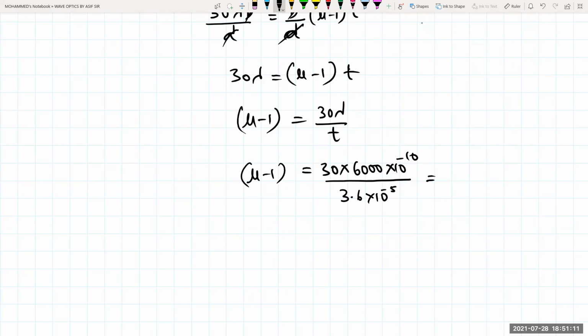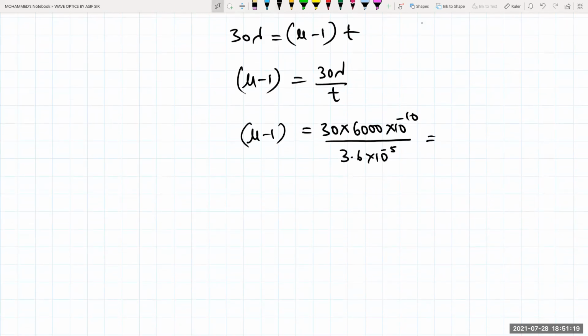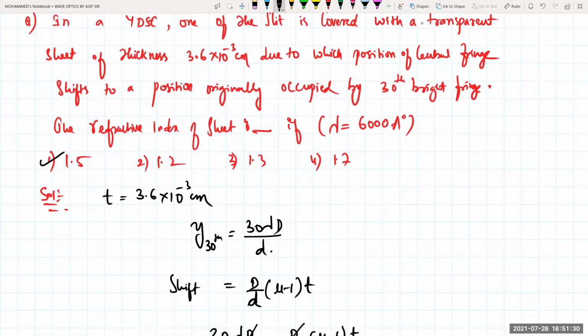It's coming as 50,000 into 10 power minus 5, that is 0.5. So 0.5 means mu will be equal to how much? 1.5. Mu minus 1 will be equal to 0.5, so mu is 1.5. Got it, sir.